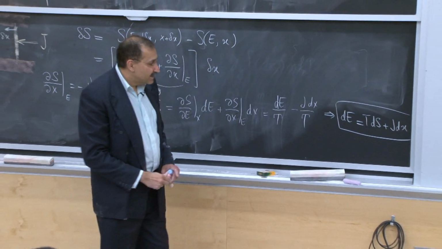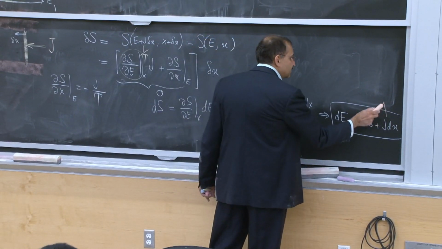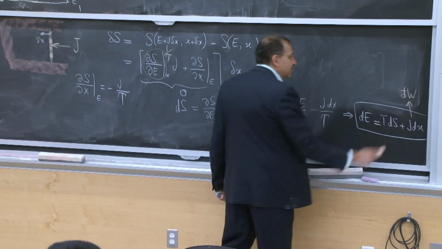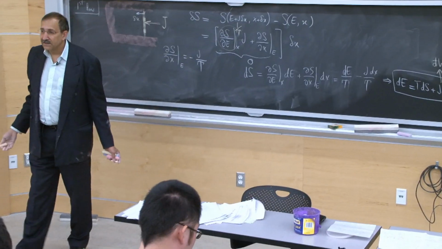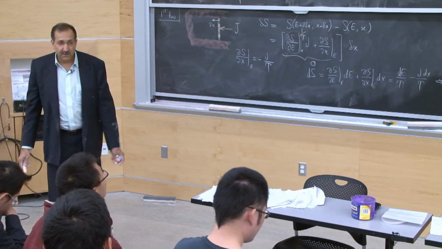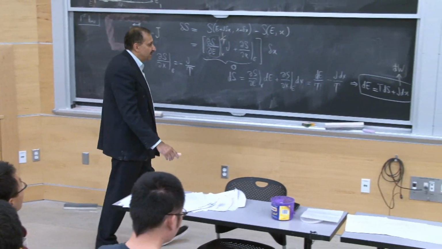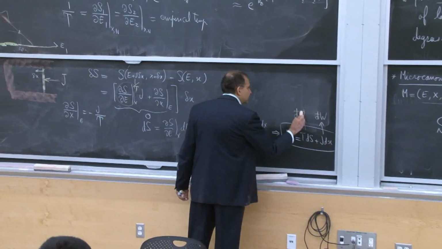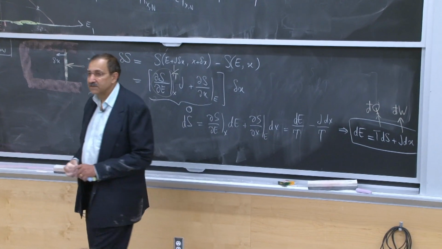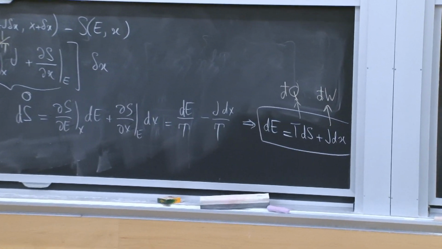Now, the J dx I recognized as before. It's the mechanical work. So I have identified that generically, when you make a transformation, in addition to mechanical work, there is a component that changes the energy that is the one that we can identify with the heat.